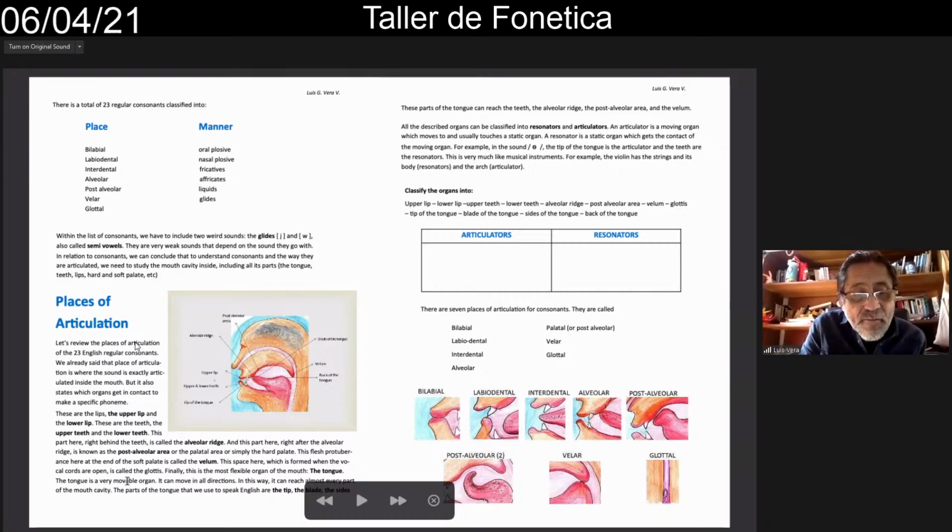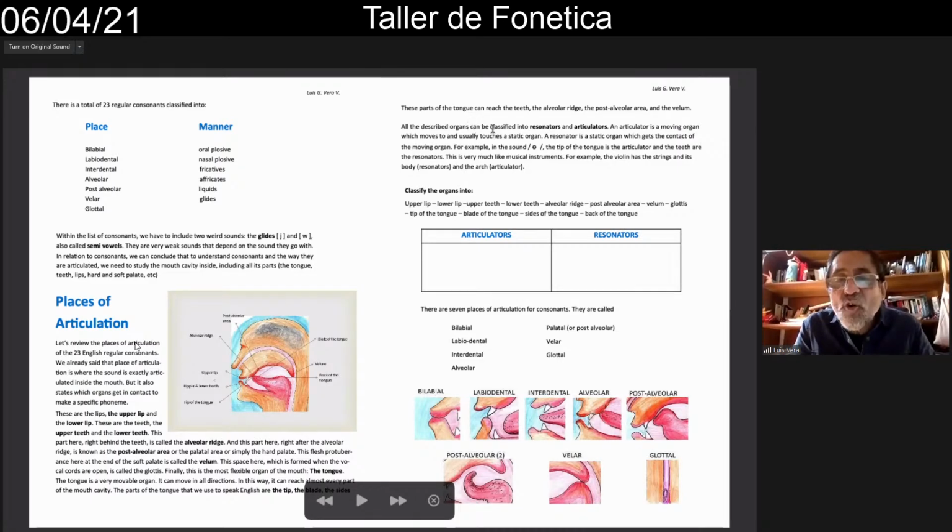The tongue is a very movable organ. It can move in all directions. In this way, it can reach almost every part of the mouth cavity. The parts of the tongue that we use to speak English are the tip, remember the tip, the blade, the sides, and the back. Where is the back? These parts of the tongue can reach the teeth, the alveolar ridge, the post-alveolar area, and the velum.